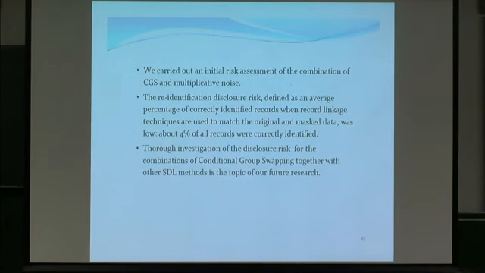And just a few words about the risk. We carried out an initial risk assessment for this combination. So we computed re-identification disclosure risk, which is defined as the average percentage of correctly linked records when record linkage techniques were used to match original and masked data. So it's just an empirical estimation of risk to have an idea. For Titanic data, the risk was quite low, with about 4% of records correctly identified.